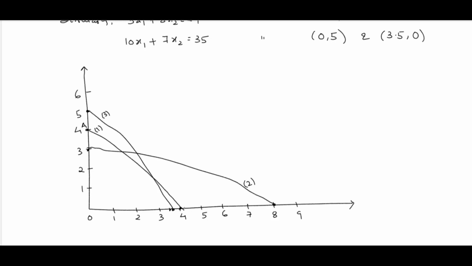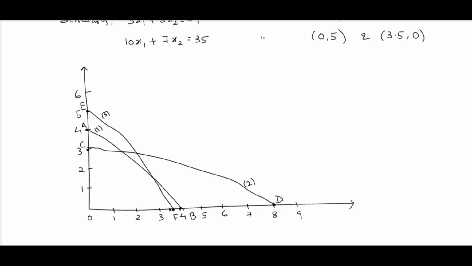Now if you give the naming, let's say the first one has points A and B, second graph has points C and D, and let's say this is E and this is F. So I have plotted it. Okay. Now how do we determine x1 and x2?